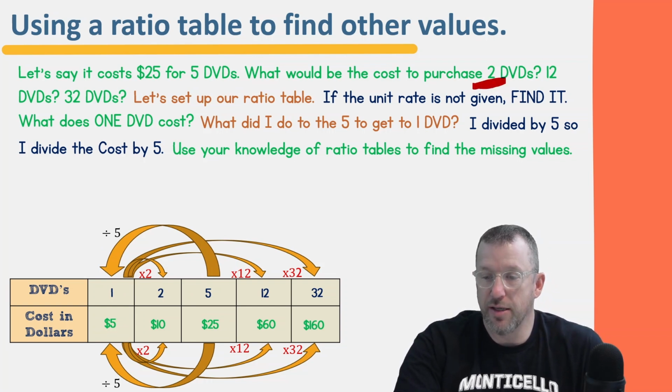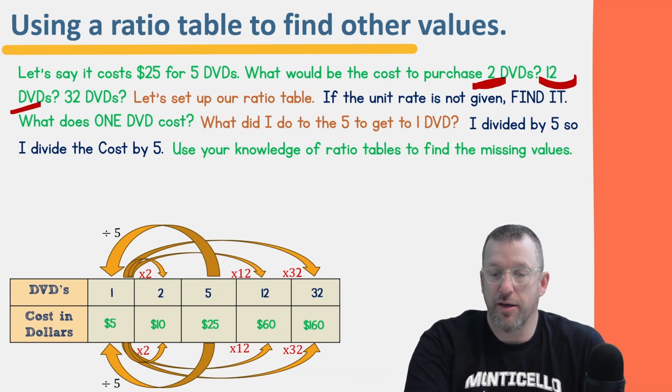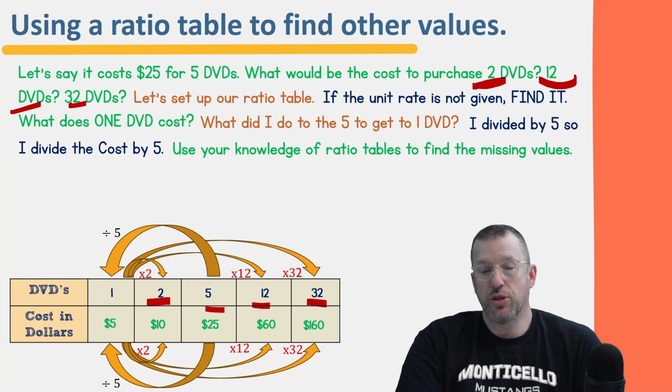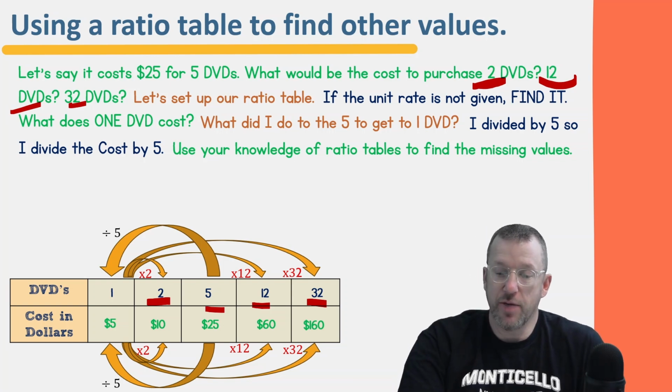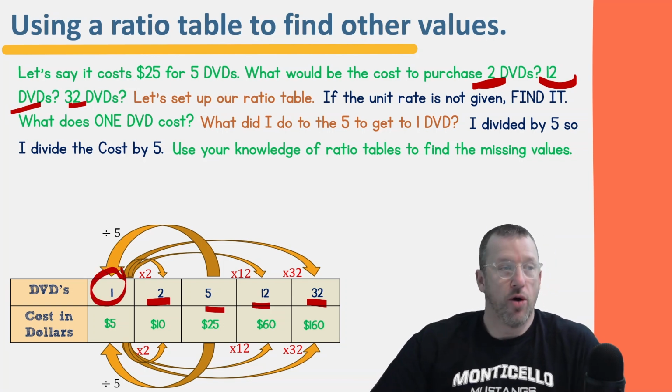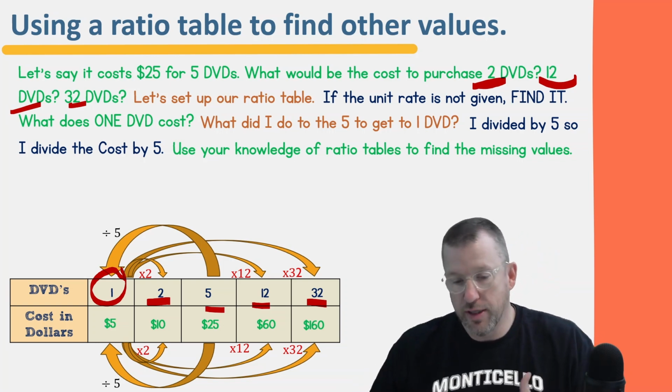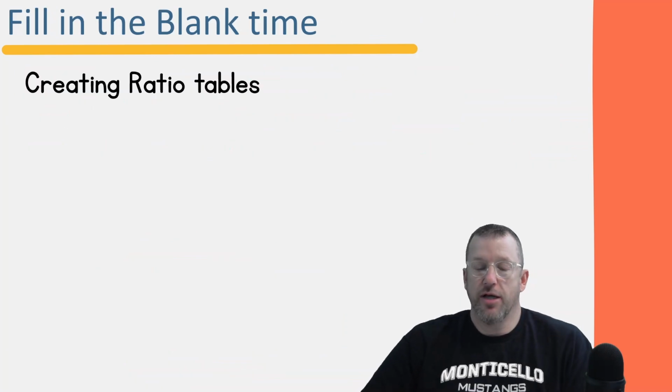In this case, we needed the whole top because we were just trying to figure out all these different scenarios of DVDs. So we put 5 DVDs, which was given. We wanted to know how much 2 cost, how much 12 cost, and how much 32 cost. And then finally, we left this blank because we always know we want to get to the unit rate. We always want to get to the unit rate. Good job. All right, so creating ratio tables.